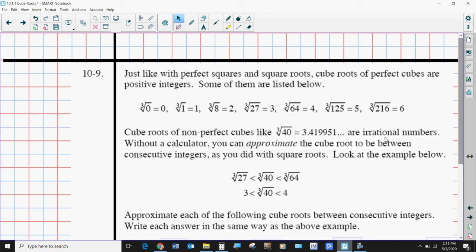So if we're going to approximate cube roots, we use the same strategy that we used with approximating square roots with the irrational numbers. It's just a little bit trickier.